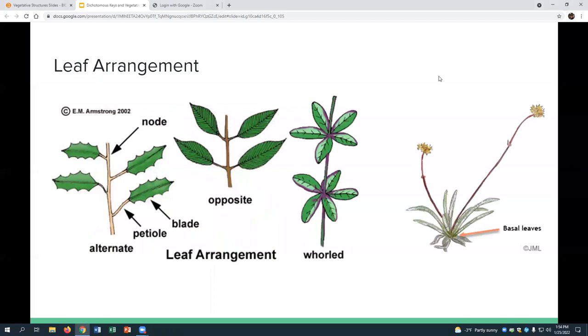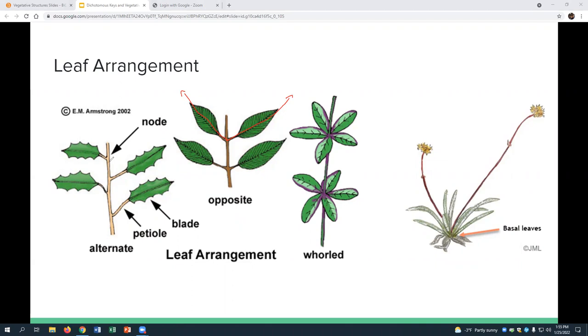A very important way, and usually near the beginning of a key if we're trying to identify something, is going to be the leaf arrangement. When we're talking about the leaf arrangement, what we're talking about is along the twig or the stem, the leaves are either going to be opposite each other. So opposite, even with each other, right? Branching out from the same point at the same node, right?